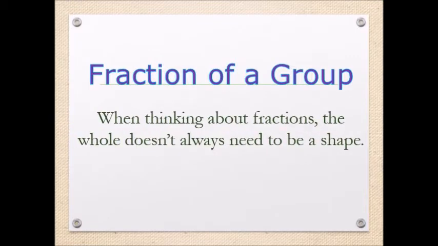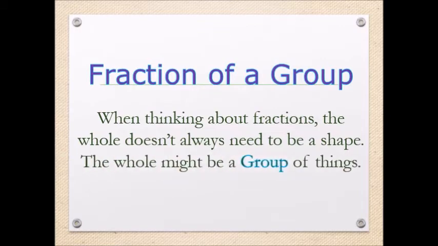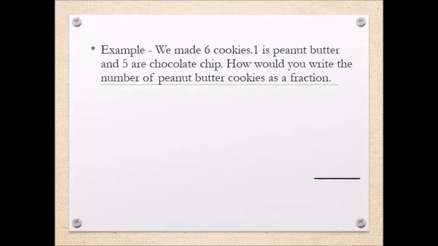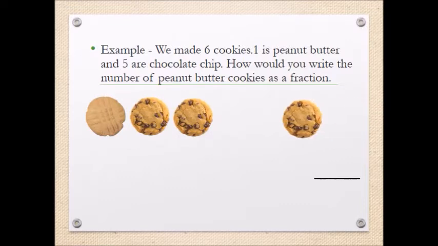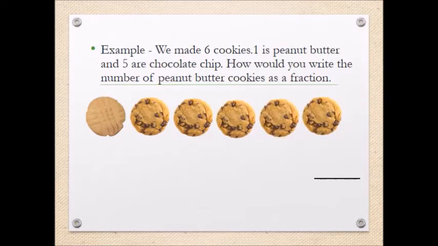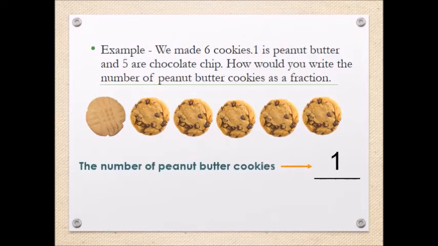When thinking about fractions, the whole doesn't always need to be a shape. The whole might be a group of things. Example, we made 6 cookies. 1 is peanut butter and 5 are chocolate chip. How would you write the number of peanut butter cookies as a fraction? First, we want to represent the number of peanut butter cookies. It's 1. 1 peanut butter cookie out of 6 cookies.